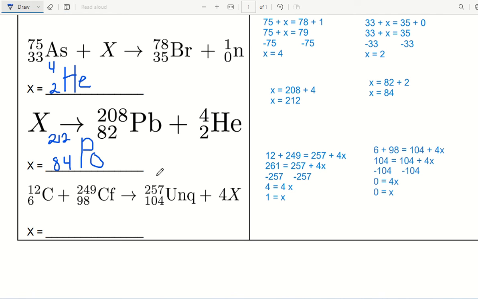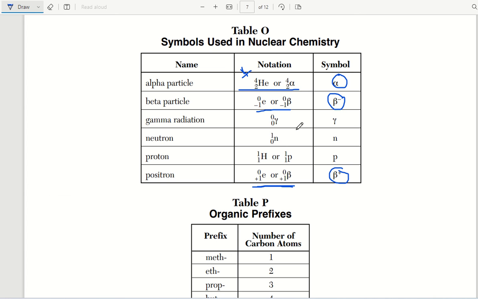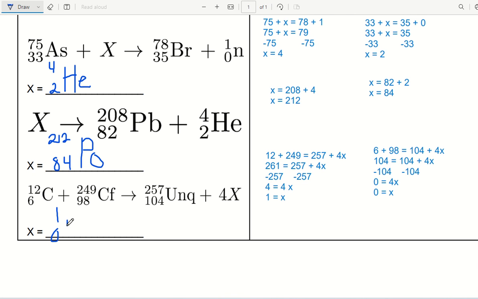So what do I write over here? 1 on the top, 0 on the bottom. Check table O first. Ding, ding, ding, right there. It's a neutron. Make sure when you write this n that it is obvious that it is a lowercase n, because this is nitrogen, so don't write that.